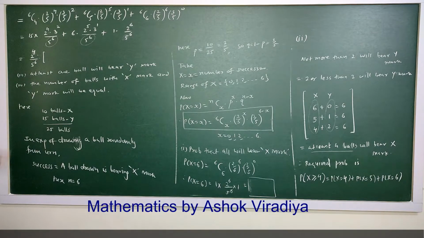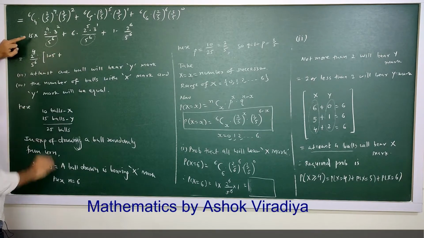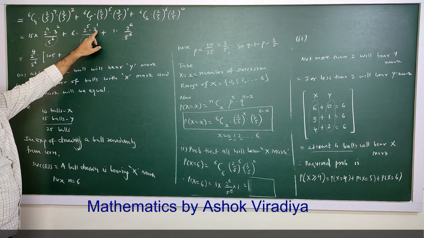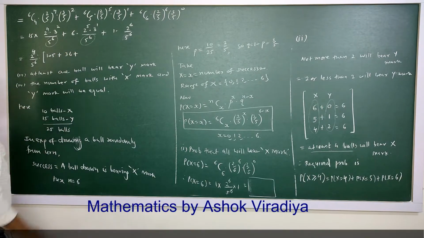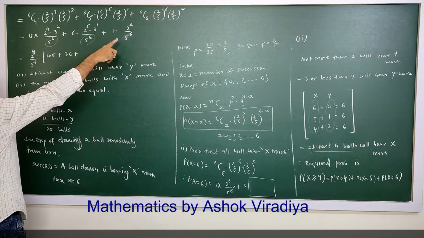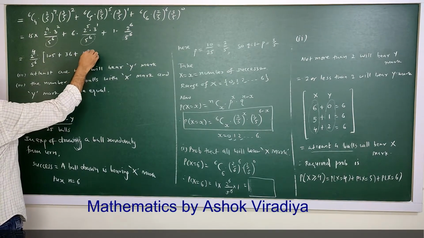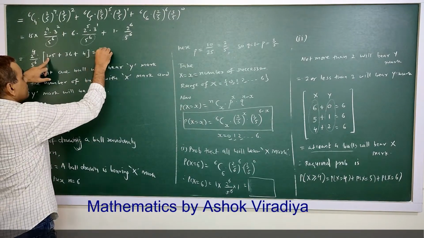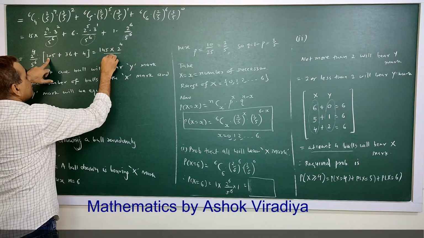Now how much is left inside? 15 into 9, so 135, plus, here 2 raised to 4 is taken out, so 2 is left, 2 into 3 is 6, 6 into 6 is 36. Plus, here 1 is left, 2 raised to 2 is left, that is 4. So 36 plus 4 is 40. So 135 plus 40 is 175, which gives 175 into 2 raised to 4 upon 5 raised to 6.